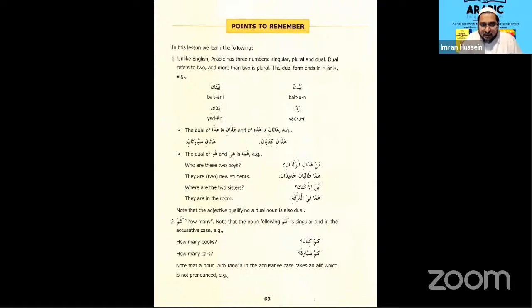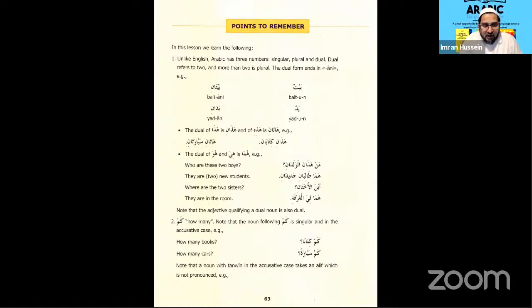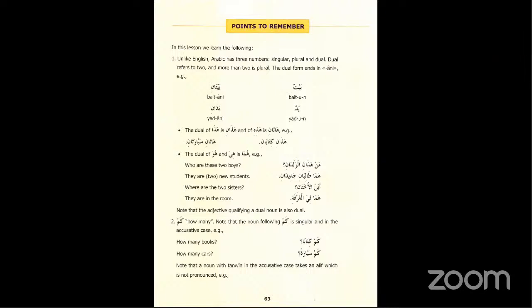So what's the difference happening here? Why are we using hadani and hatani? Because we are using hadani for kitabun, because kitabun is masculine. So the dual form is kitabani, and we are using hatani because sayyaratani is feminine. Excellent. And in both of these cases, adding the alif and nun, kitabun to kitabani, sayyaratun to sayyaratani, makes a dual. Fantastic.